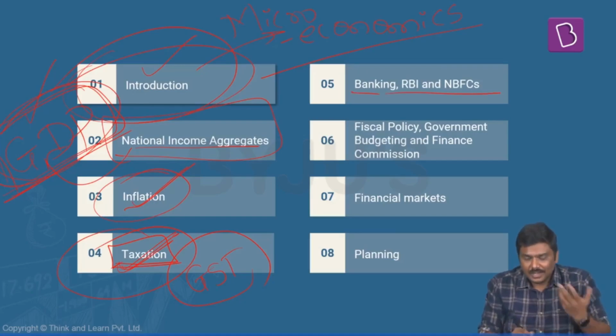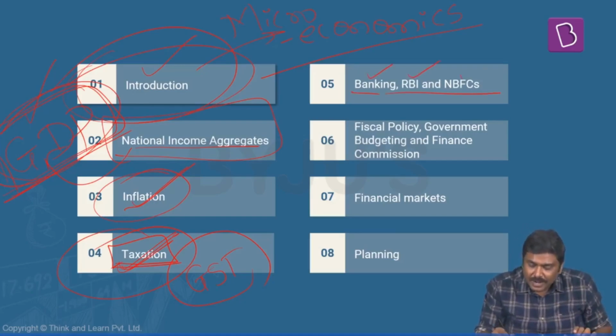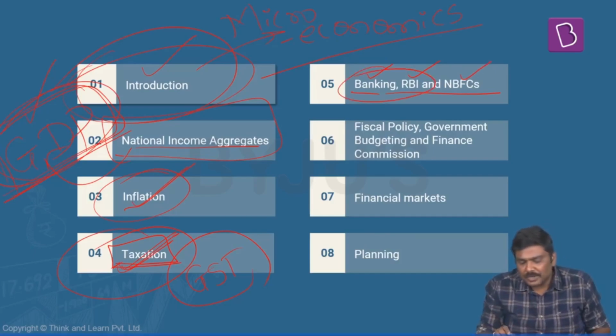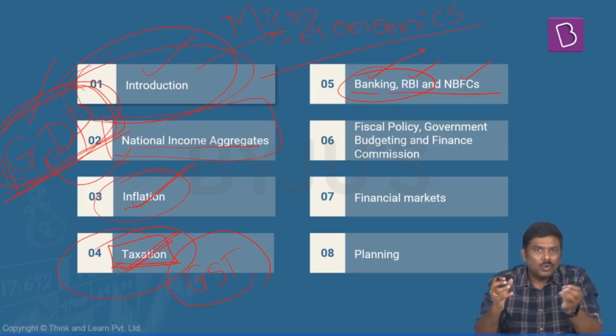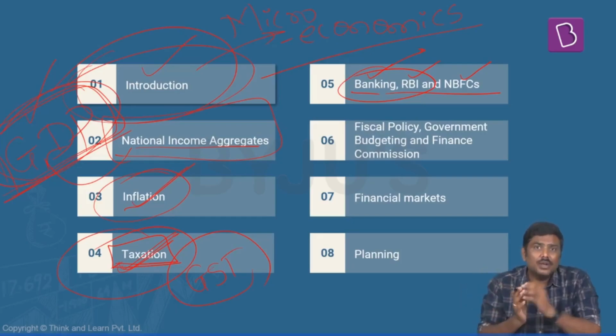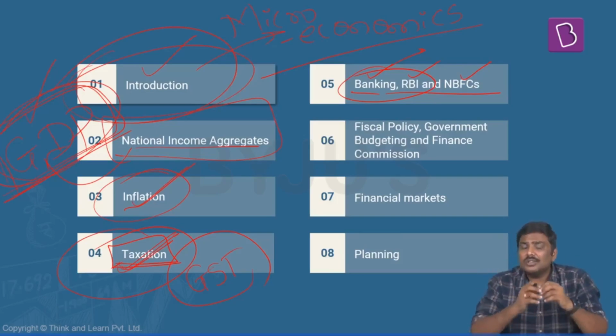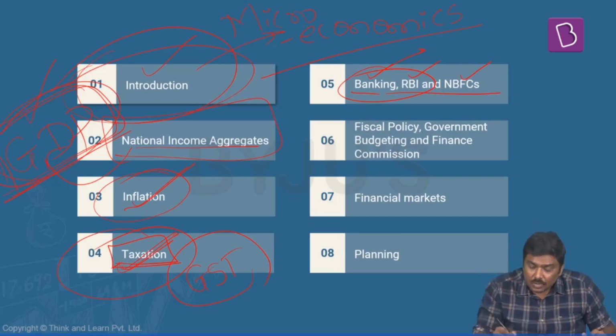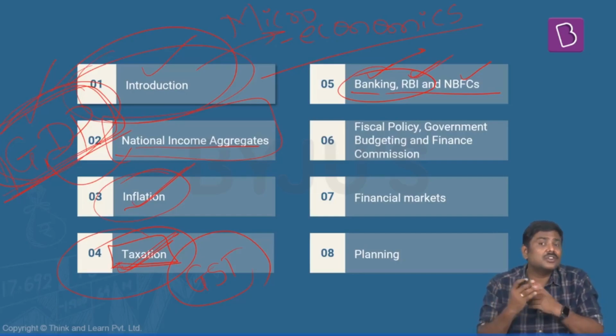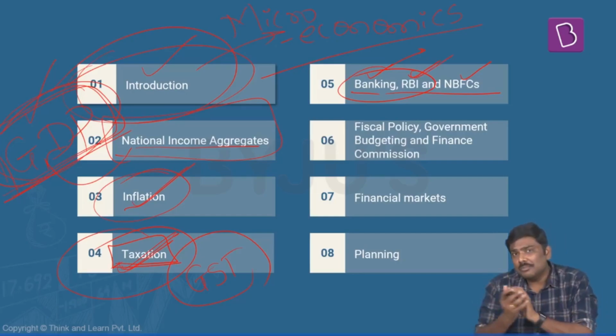Once we are done with this, the next one will be banking, RBI and NBFCs. Banking and RBI are very, very important from the exam perspective. We'll start with the bank as a structure. What is a bank? What are the features of a bank? What do you mean by money? Very often you would have come across terms such as fiat money or bank money, and so on and so forth. What do you mean by all of this? What is the structure of banking in India? What is the role of the RBI in the banking structure in India? What do you mean by monetary policy?